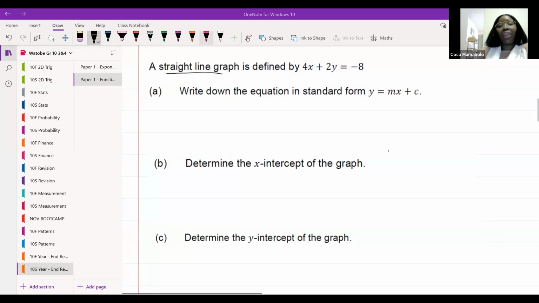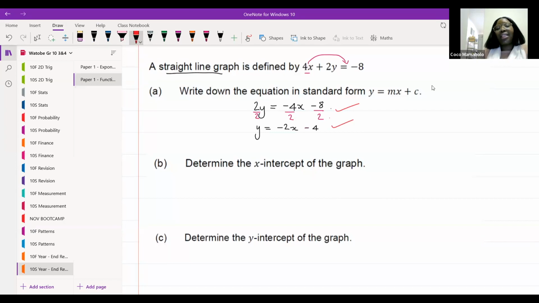Okay, so I know that I want y all on its own. So I'm going to take 4x over to the other side, and I'm going to end up with 2y is equal to negative 4x minus 8. And I don't want 2y, I want y. So I'm going to divide everywhere by 2. And that's going to give me y is equal to negative 2x minus 4. All right. This is actually a 2-mark question, 1 mark there, 1 mark there.